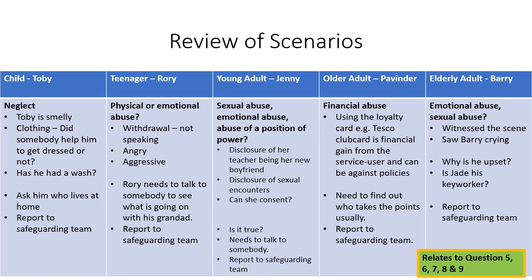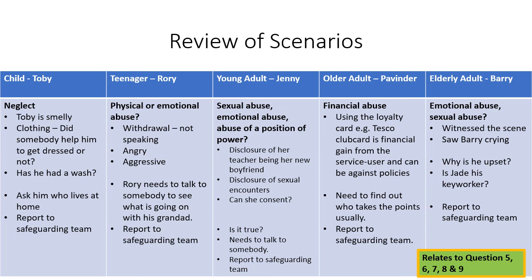You've got Rory, the teenager, so it could be physical or emotional abuse. So, there's withdrawal, so not speaking, he's angry, he's aggressive. Rory needs to talk to someone to see what's going on with his granddad, and you need to report to the safeguarding team. The young adult, Jenny, so it could be sexual abuse, emotional abuse, or a position of power. Disclosure of her teacher being her new boyfriend, disclosure of sexual encounters, can she consent? Is it true? She needs to talk to somebody, and you need to report it to the safeguarding team.